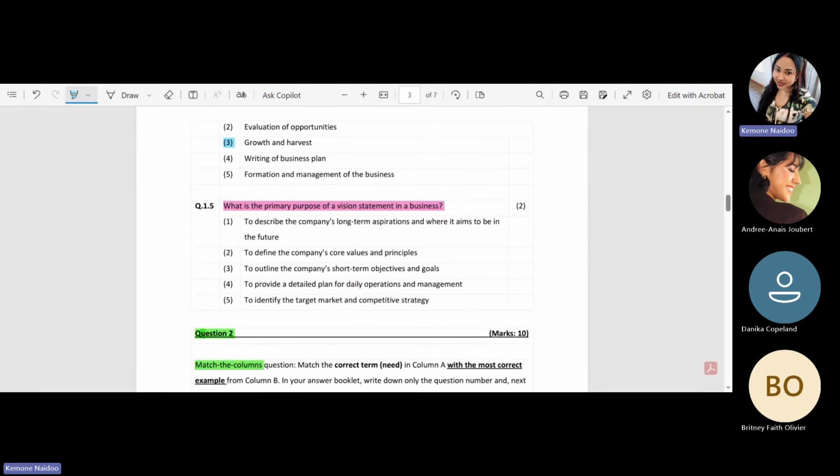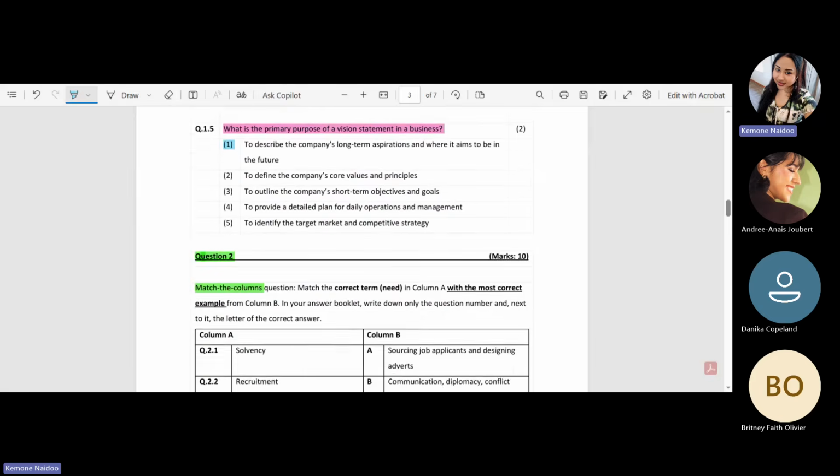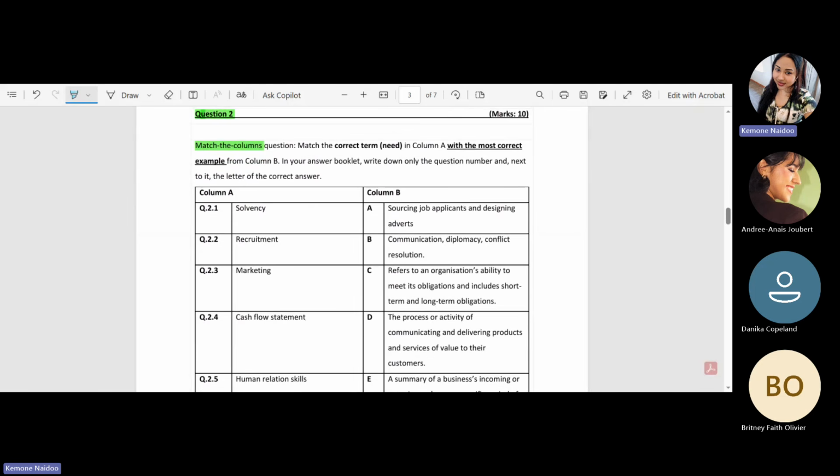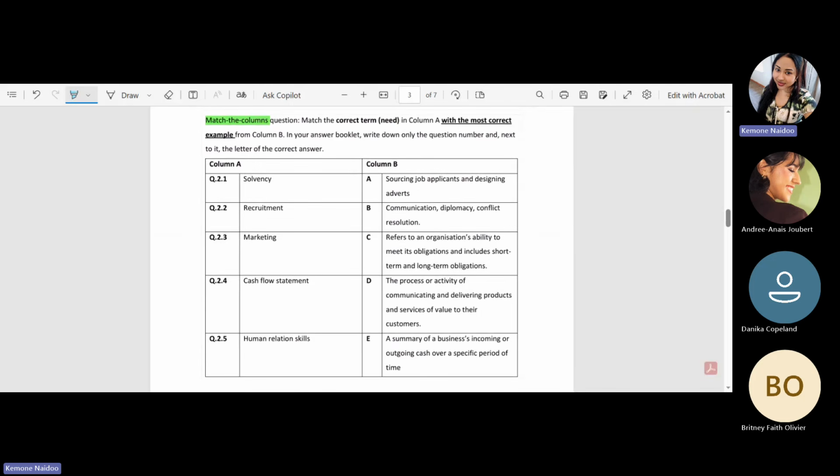What is the primary purpose of a vision statement in a business? Primary purpose. Which is it? Nice, it is 1. So yes, simple multiple choice. I don't feel like you guys will have trouble with that if you know all your concepts well. And I'm going to try out some matching columns.